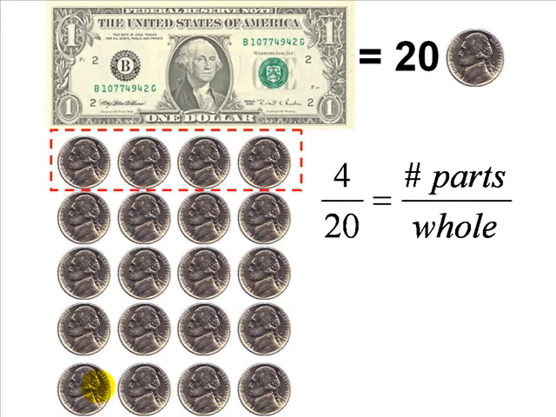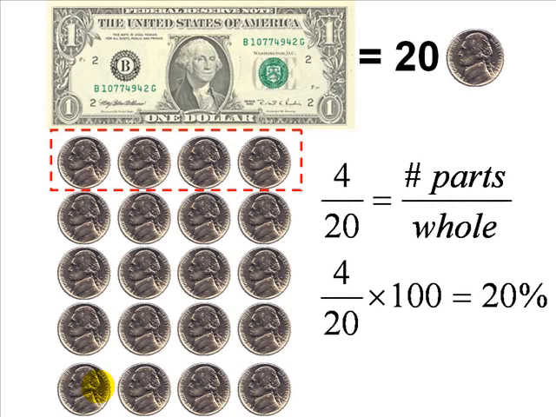The solution to this, as you can see, is 4 divided by 20. 4 divided by 20 times 100 is 20%. So that's the percentage rate for this example.